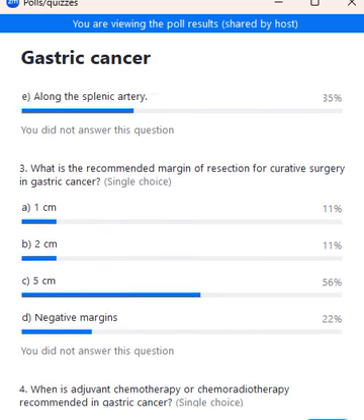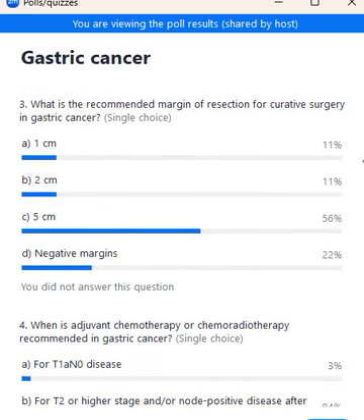Question number 3. What is the recommended margin of resection for curative surgery in gastric cancer? Option A was 1 centimeter, option B 2 centimeter, option C 5 centimeter, option D negative margin. So here the correct answer is option D, negative margins, that means R0 resection. R0 resection ensures complete removal of the tumor with no cancer cells at the resection margin. This is a crucial factor for curative intent.